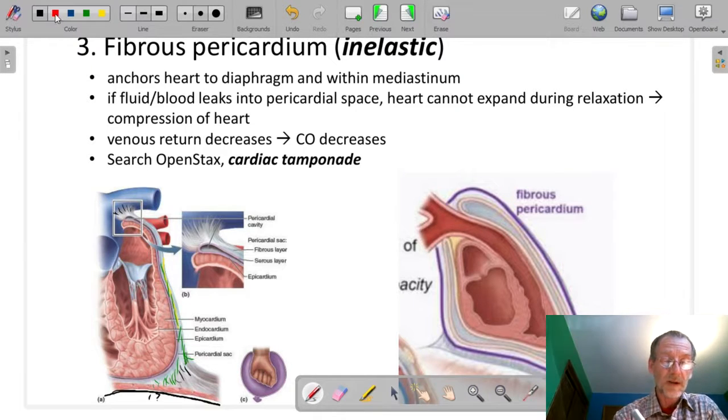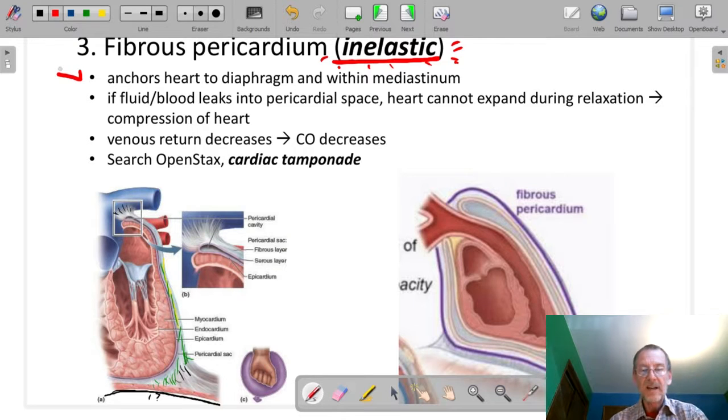What's important about the fibrous pericardium is that it is inelastic. It does not stretch. Okay? So it anchors the heart to the diaphragm within the mediastinum. And here it is on the right side, let's just finish off the figure, and it's just shown as the dark purple line. It's inelastic all the way around.